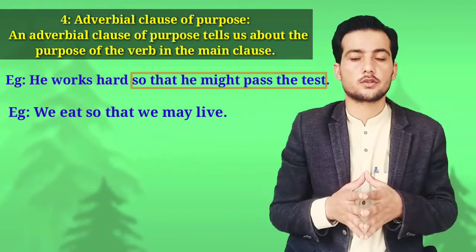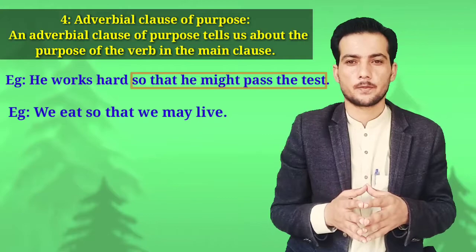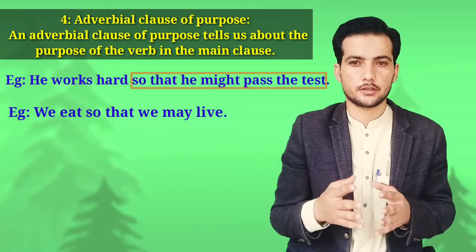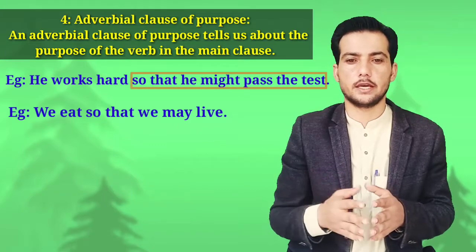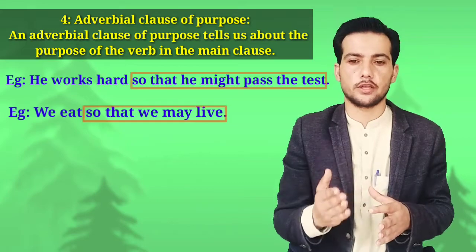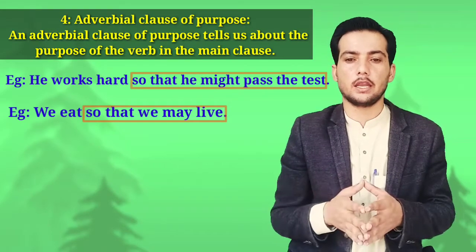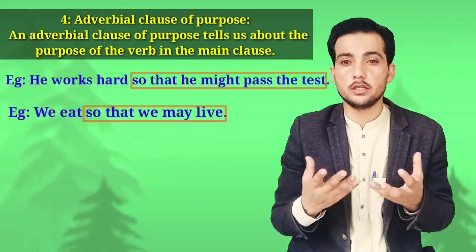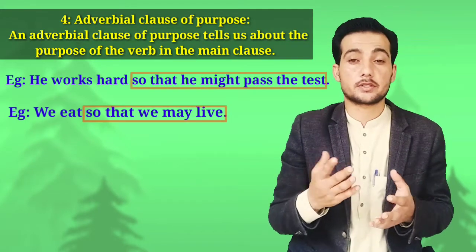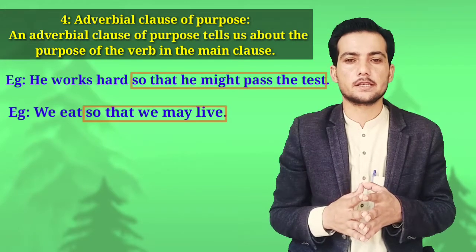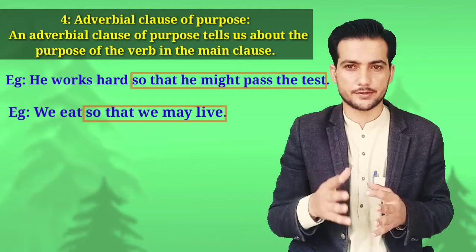We eat so that we may live. It consists of two clauses. "We eat" is the main clause, and after that the other clause starts with a subordinating conjunction, that is "so that we may live", and it is an adverbial clause of purpose, because why do we eat? The purpose is that we may live. So that is why it is an adverbial clause of purpose.